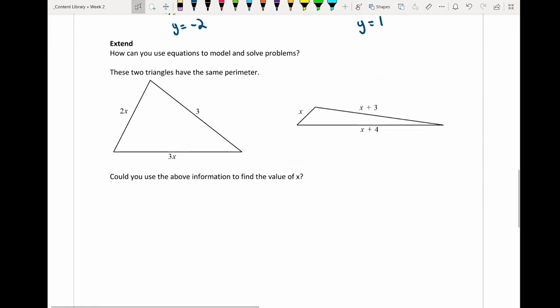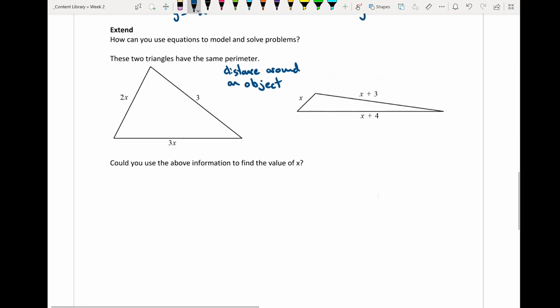In our extend question, how can you use equations to model and solve problems? So in my example here, I have two triangles that have the same perimeter. Remember, perimeter means distance around an object. Right, so it's the entire distance around the objects. So how can I come up with an equation or a model to model this problem?